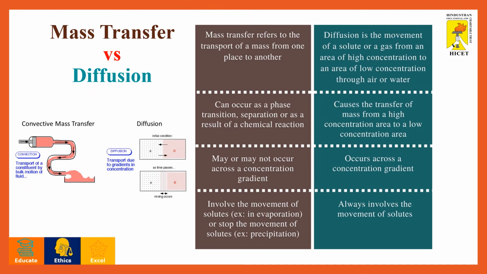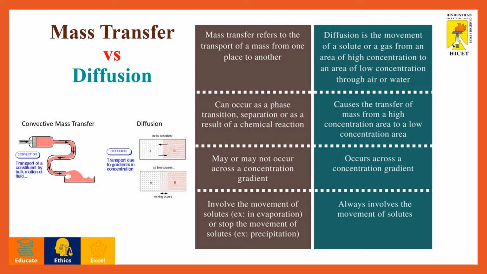Now, what is mass transfer and what is diffusion? We are going to discuss the difference between mass transfer versus diffusion. The mass transfer refers to the transport of a mass from one place to another, that is transport of a constituent by bulk motion of fluid. But the diffusion is the movement of the solute or gas from one area of high concentration to an area of low concentration through the medium like air or water. This is completely due to the gradient in concentration.